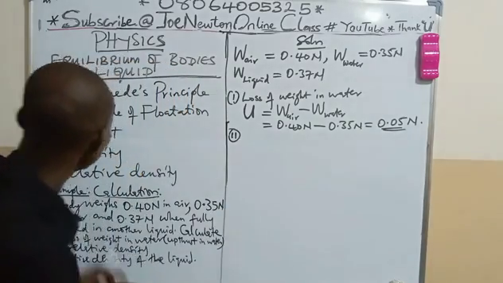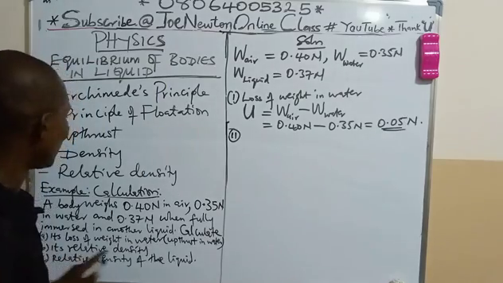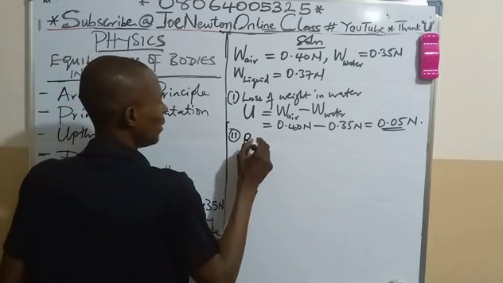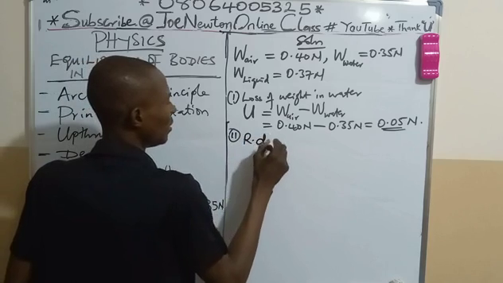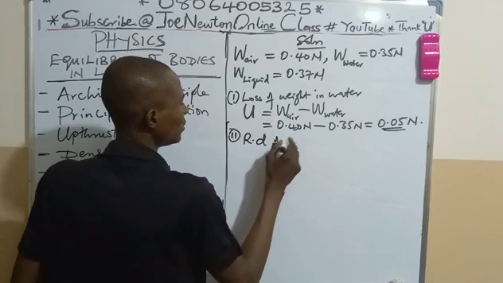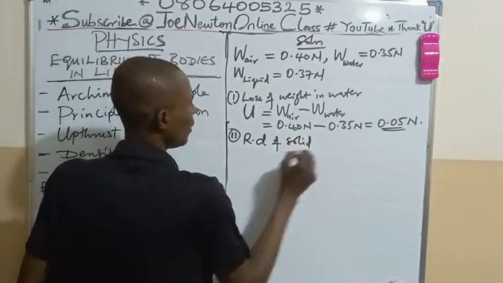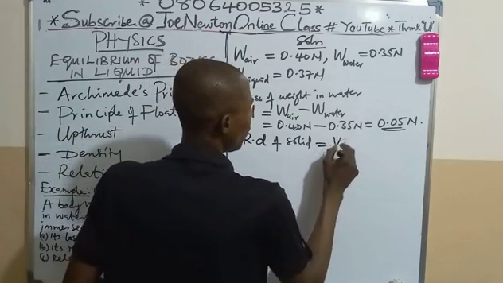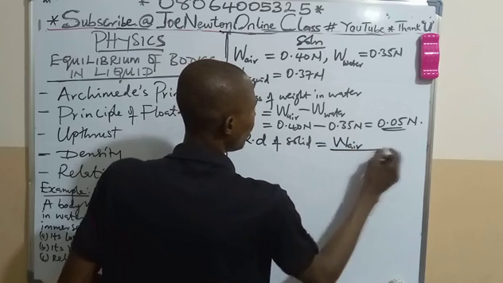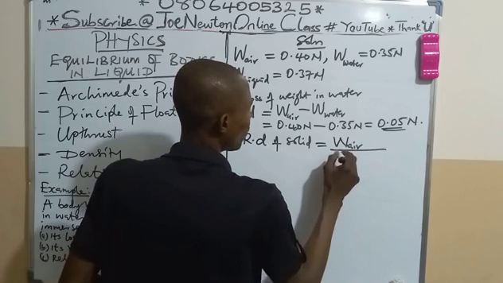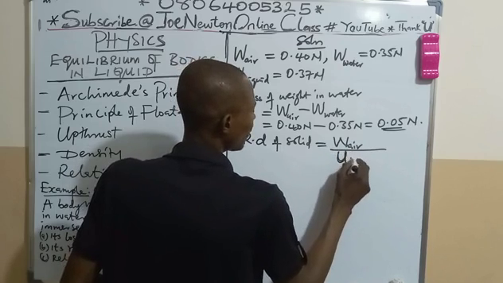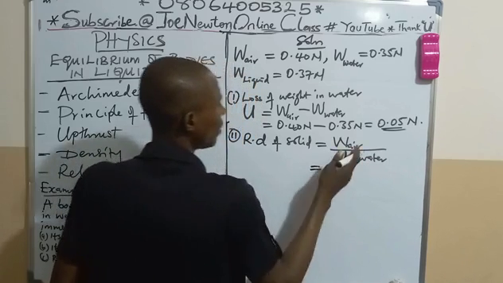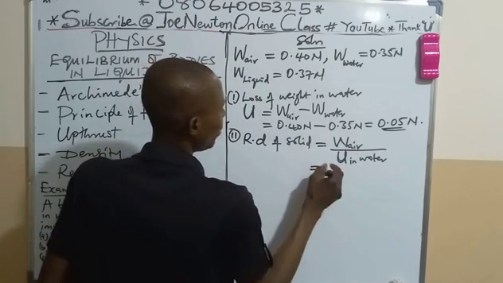Then the second question says, find its relative density. Now, the relative density of that solid is equal to the weight of the solid in air over the upthrust in water. And that will give you the weight of the solid in air, which is 0.40.